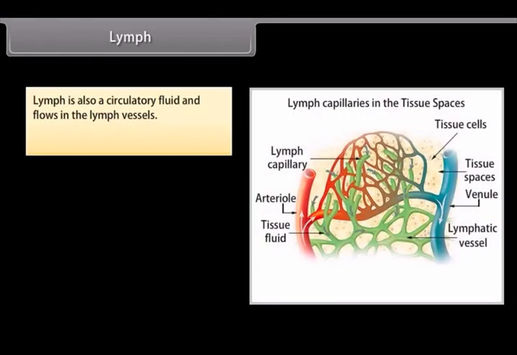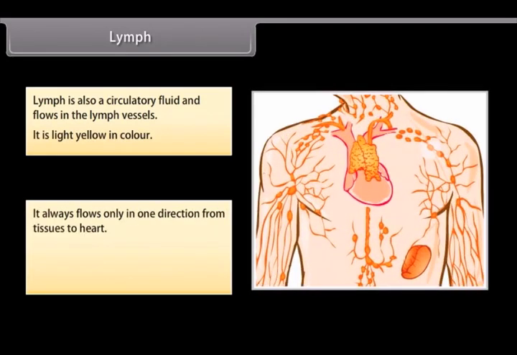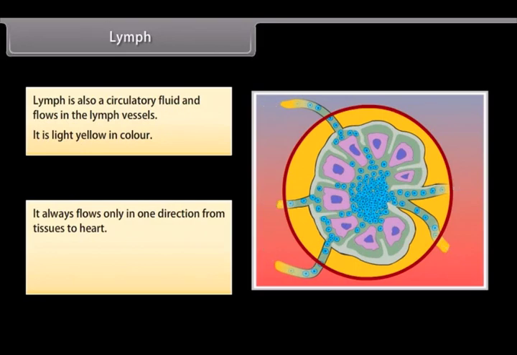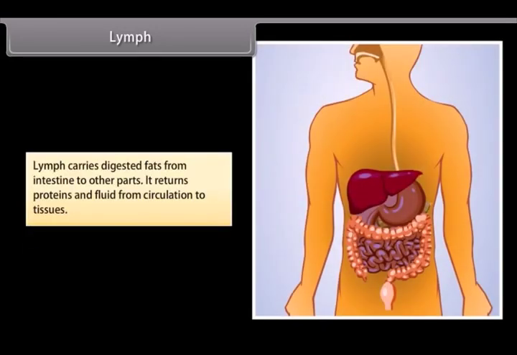Lymph. Lymph is also a circulatory fluid and flows in the lymph vessels. It is light yellow in color. It always flows only in one direction from tissues to heart. Cells called lymphocytes present in lymph eat up germs and prevent the body from infections. Lymph carries digested fats from intestine to other parts. It returns proteins and fluid from circulation to tissues.